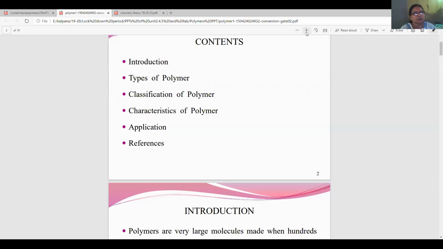Now we are going to study about polymers. So, in polymers, we are going to study about introduction to polymer, types of polymers, classification, characteristics, and their applications.